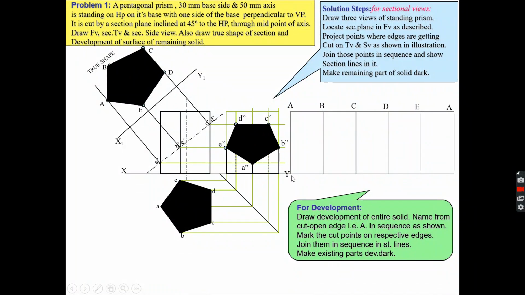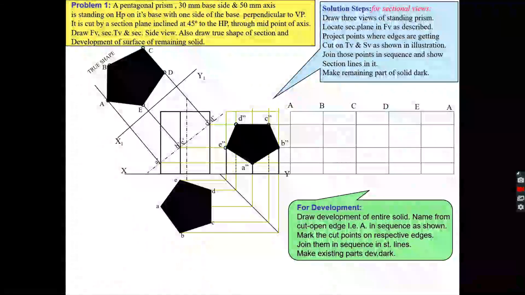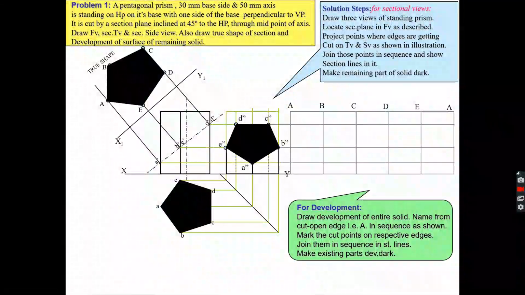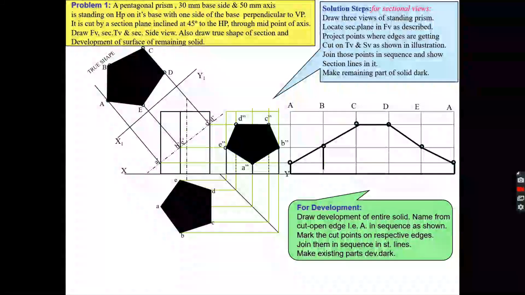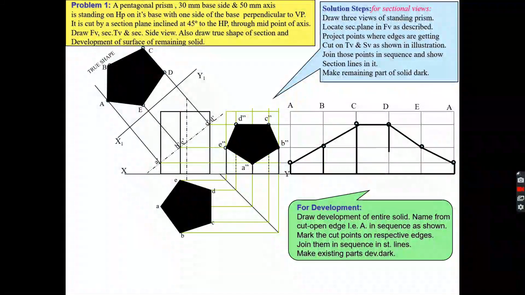So what I will do, I will draw the horizontal line like this, and you will automatically get all the points. After getting the points, I will join them with the help of a straight line like this, and you will get the development of the surface of the pentagonal prism. So this question is completed.